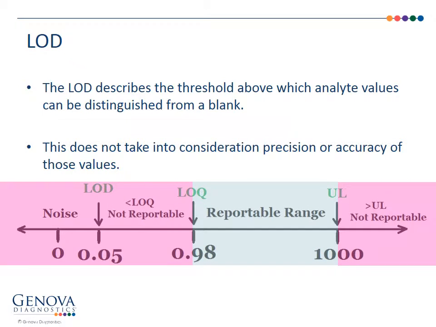So this area in green is our reportable range. This is where we're going to report patients, between 0.98 and 1,000. Anything above 1,000 we're going to call greater than upper limit. Anything less than the LOQ, we're going to say it's not reportable.